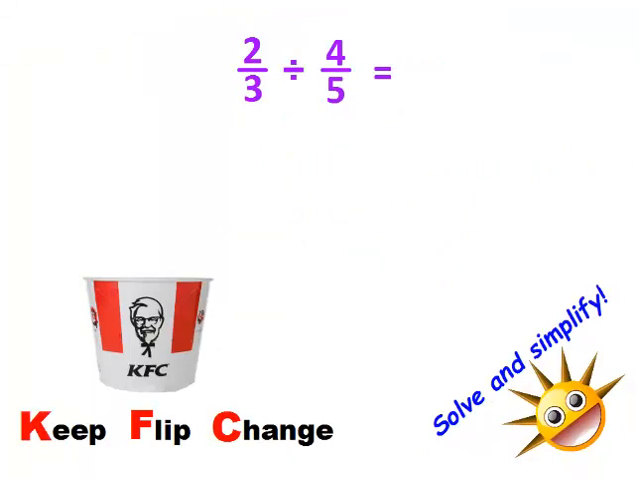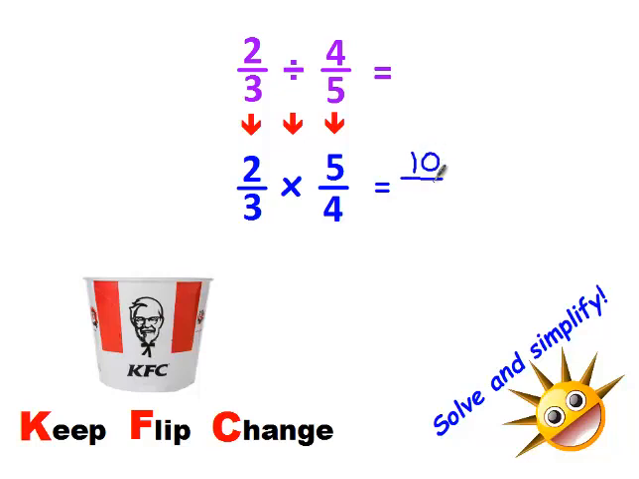Before I start to do anything, I know that my fractions are in fraction form. I'm going to keep, I'm going to flip, and I'm going to change. And now I'm going to multiply across. 2 times 5 is 10. 3 times 4 is 12.